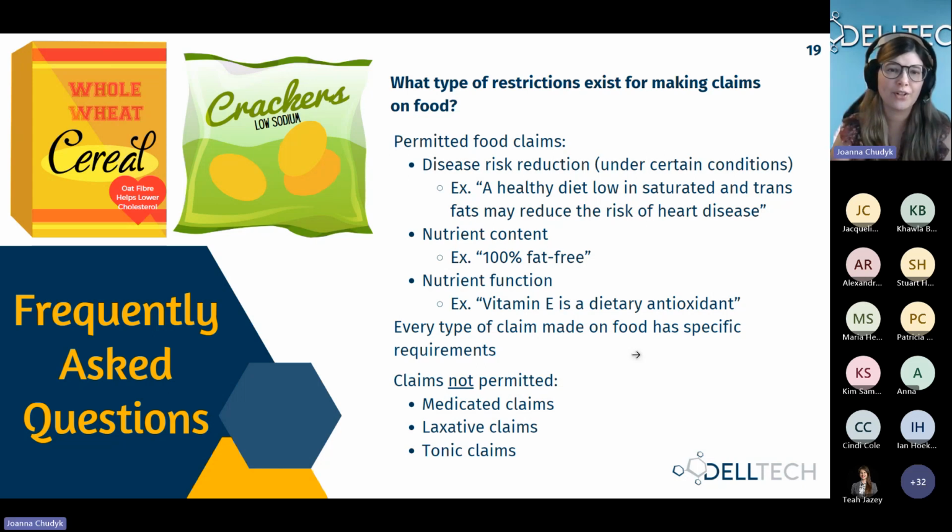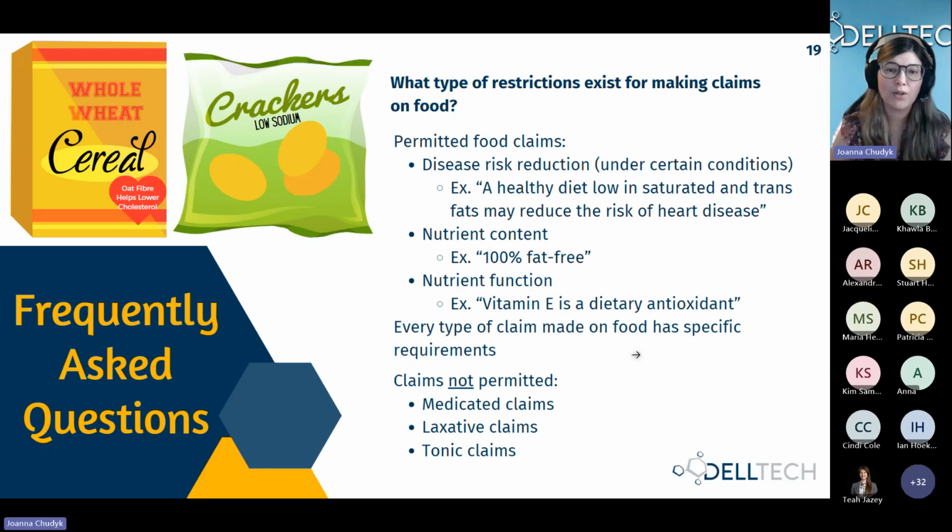A couple of other examples are calcium and vitamin C help build strong bones and reduce the risk of osteoporosis. Or for gums and hard candies, you can see claims such as won't cause cavities. For nutrient content claims, these are based on how much of a nutrient is in your product. And depending on what type of terminology you want to use, there are different restrictions and requirements. So here we have an example on the slide of the crackers that list low sodium. So you need to make sure you comply with the restrictions associated with using the statement low sodium.